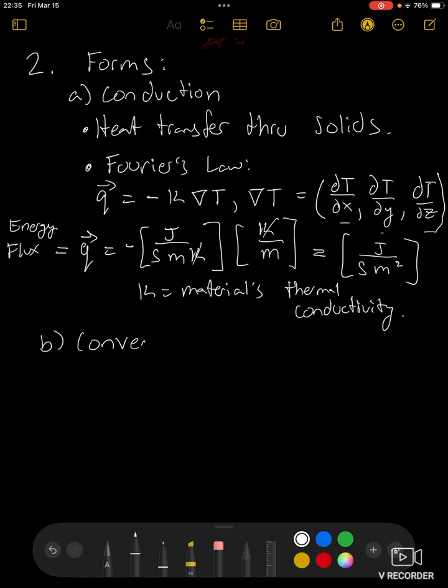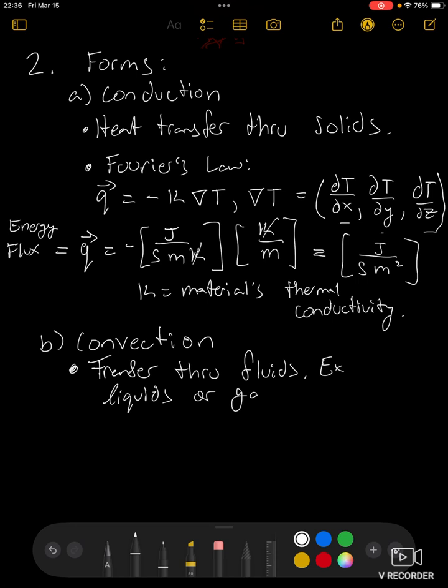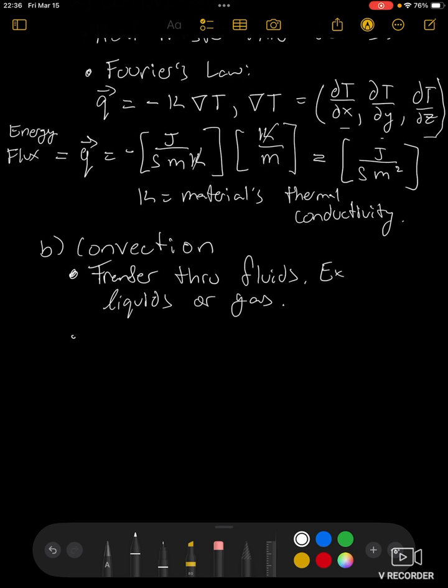Now let's look at convection. So what is convection? Heat transfer through fluids mostly. Where can fluids be from? Fluids can be, for example, liquids or gas or both or something similar. Definitions of fluids are actually quite interesting, which I might want to talk about at a later time.